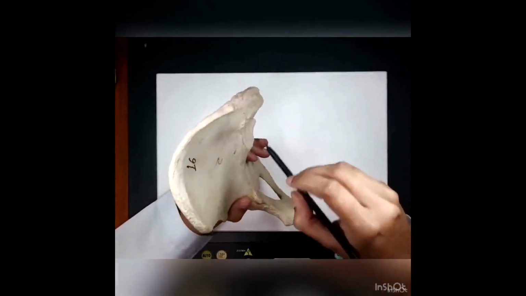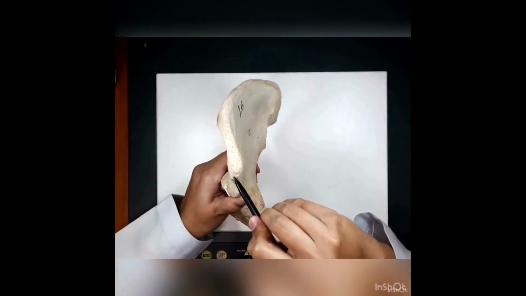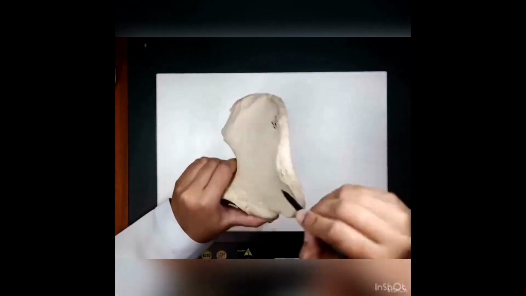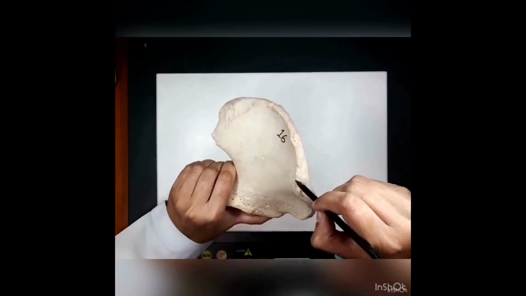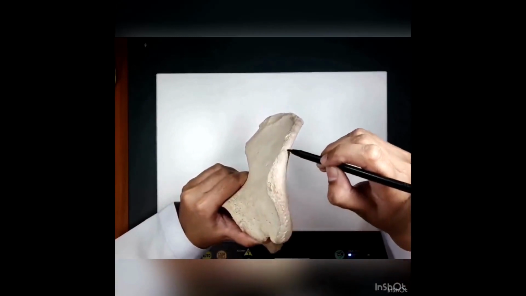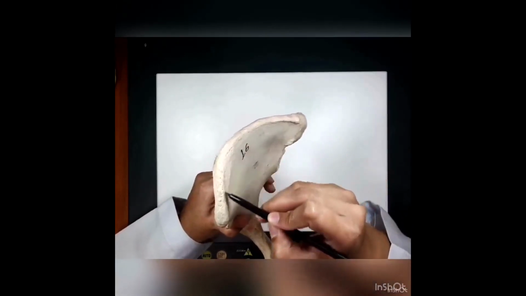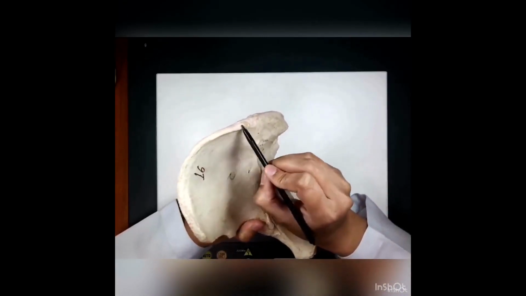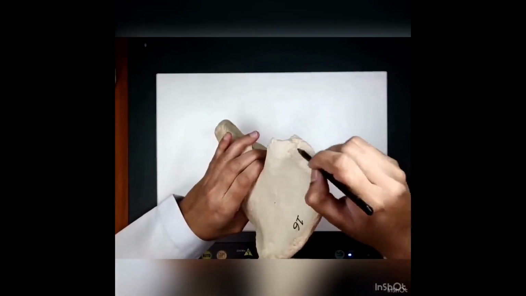I repeat, here there is attachment of sartorius and the inguinal ligament. Here, tensor fascia lata, whole extent, iliotibial tract, then there is external oblique muscle, latissimus dorsi, internal oblique muscle, and here transversus abdominis with fascia transversalis, fascia iliaca, here quadratus lumborum with thoracolumbar fascia, erector spinae muscle, and here gluteus maximus muscle.